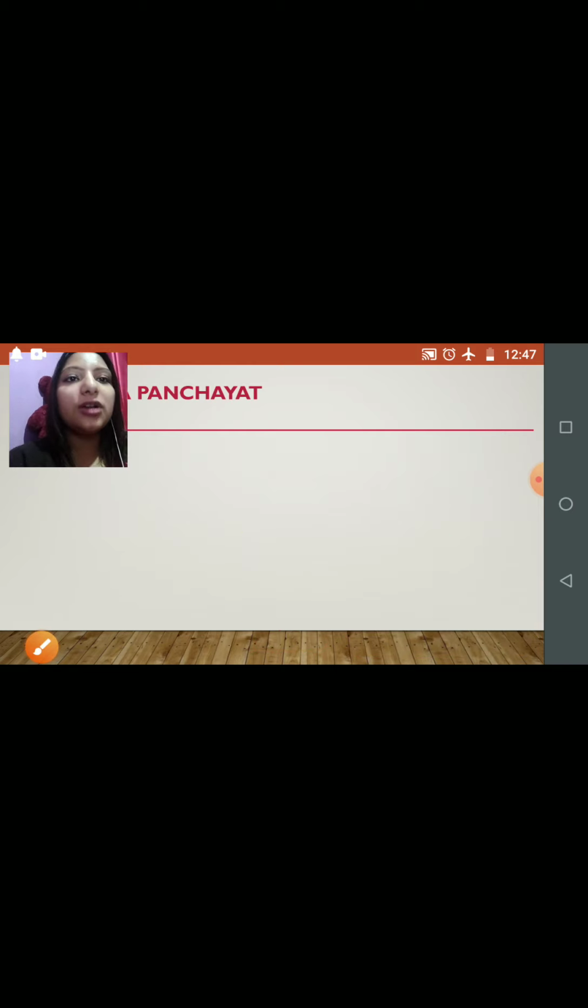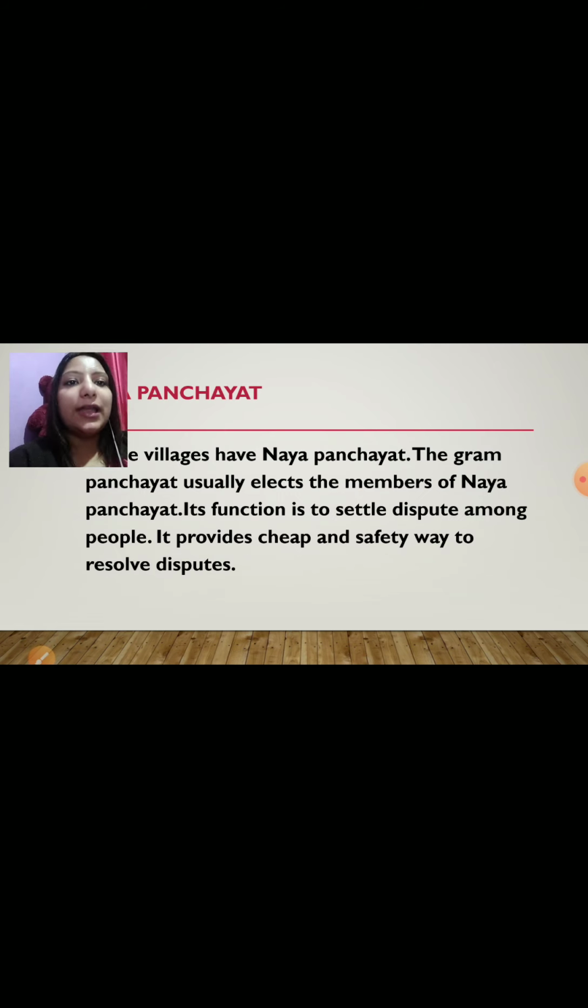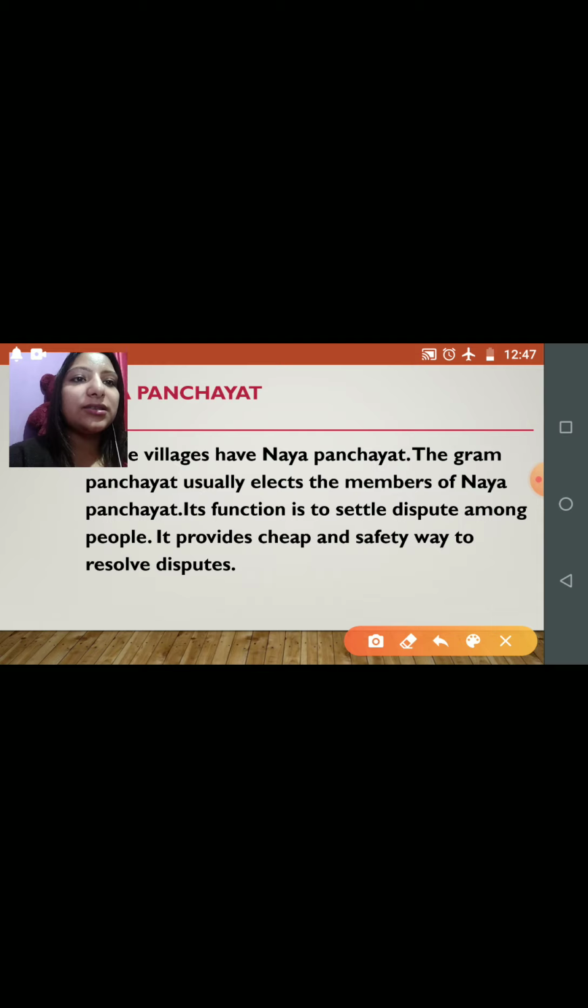Then we have another level, that is here Nay Panchayat. Nay Panchayat is the one whose members are usually elected by the gram panchayat. Above gram panchayat, what do we have? We have a Nay Panchayat. So who elects the members of the Nay Panchayat? The members of the gram panchayat.